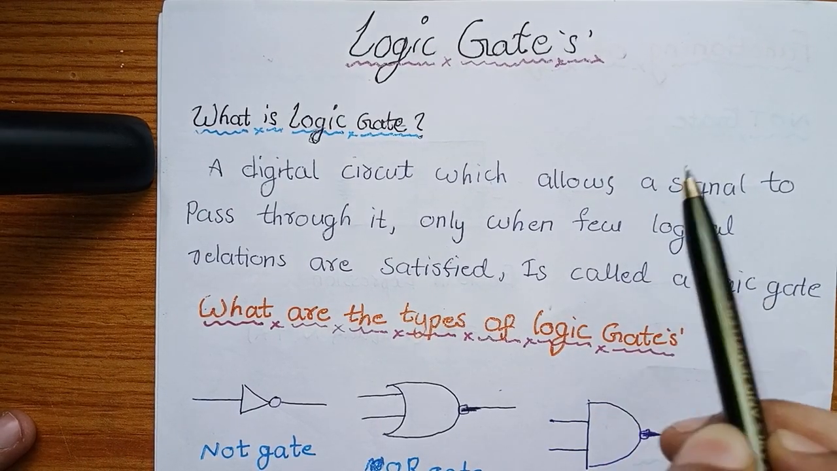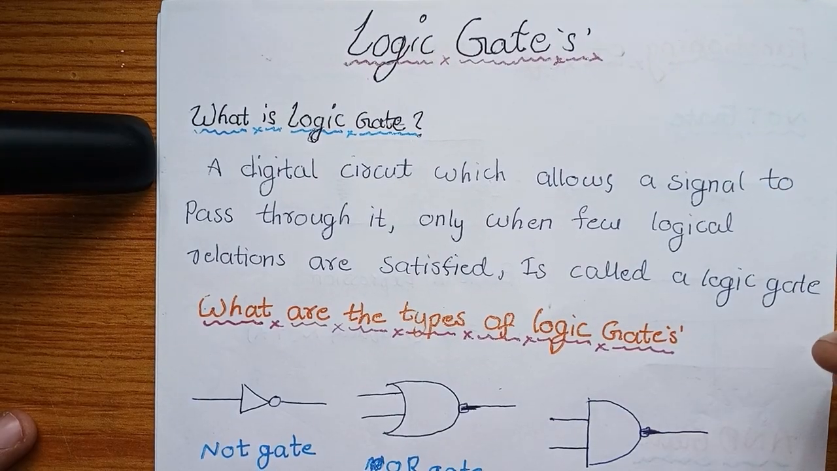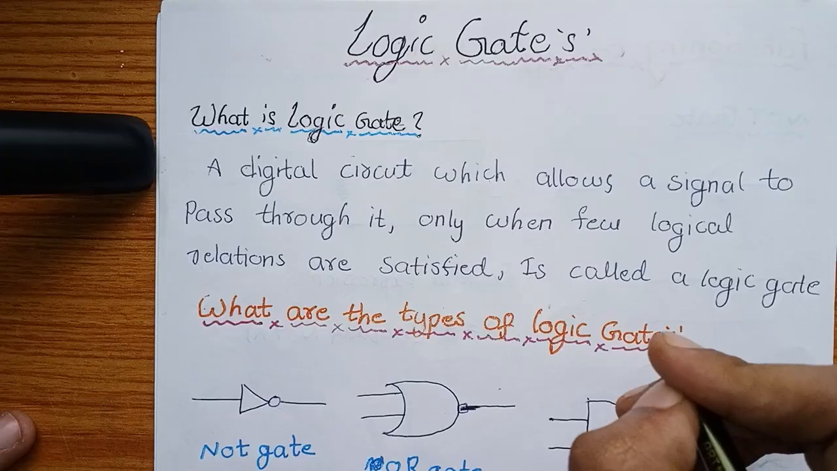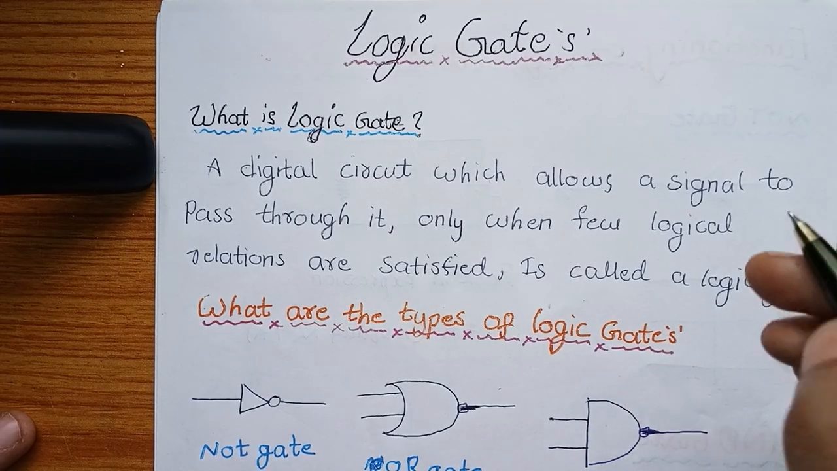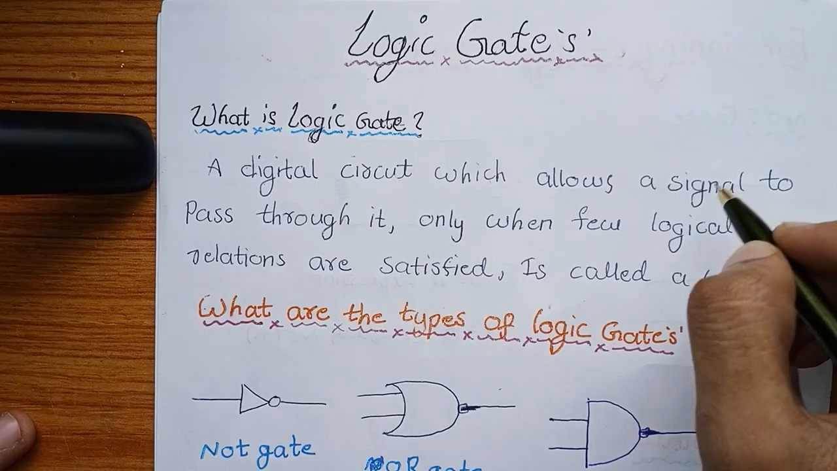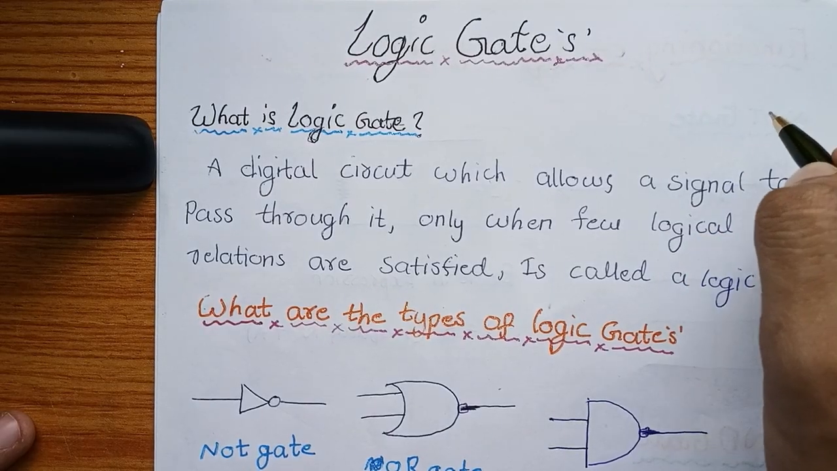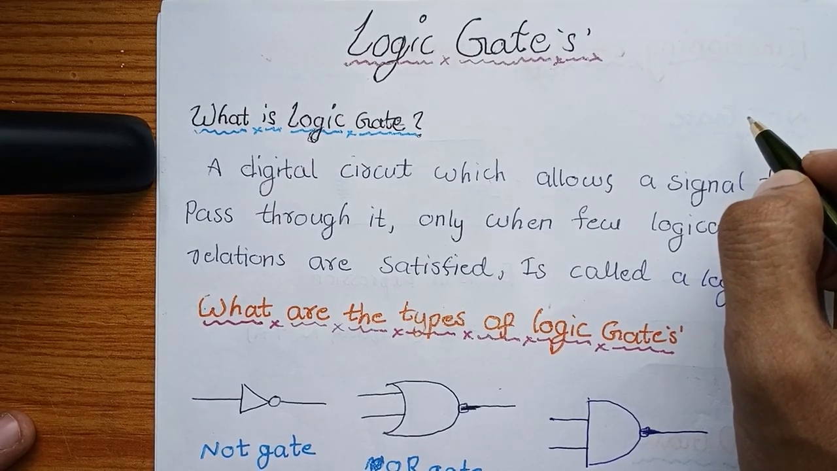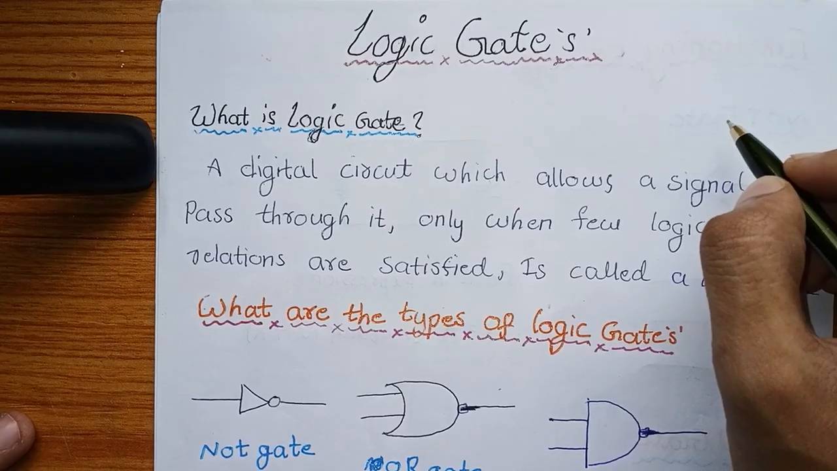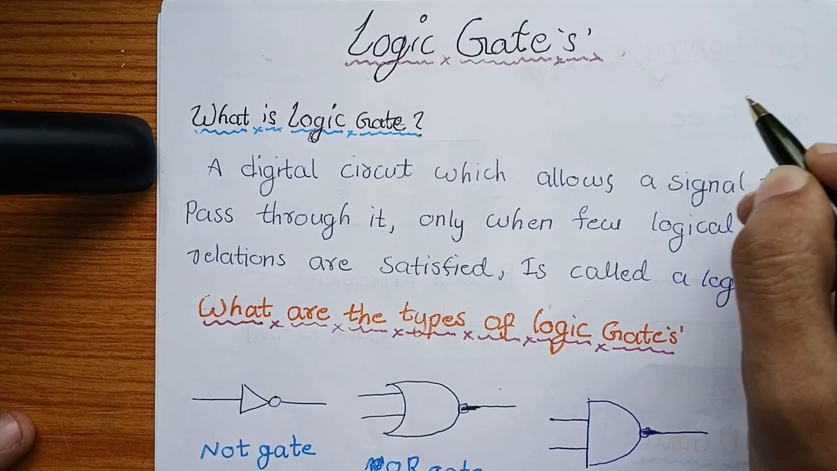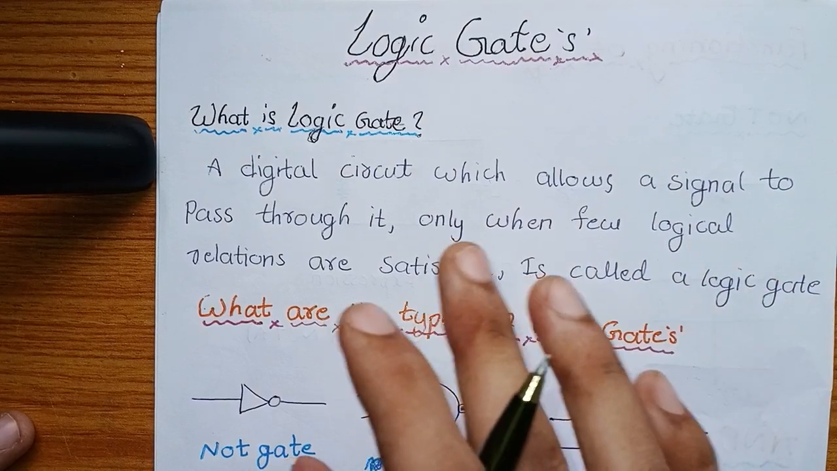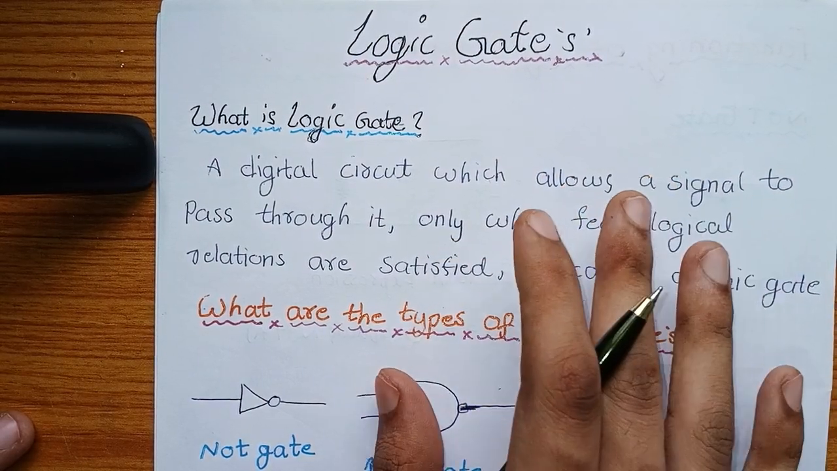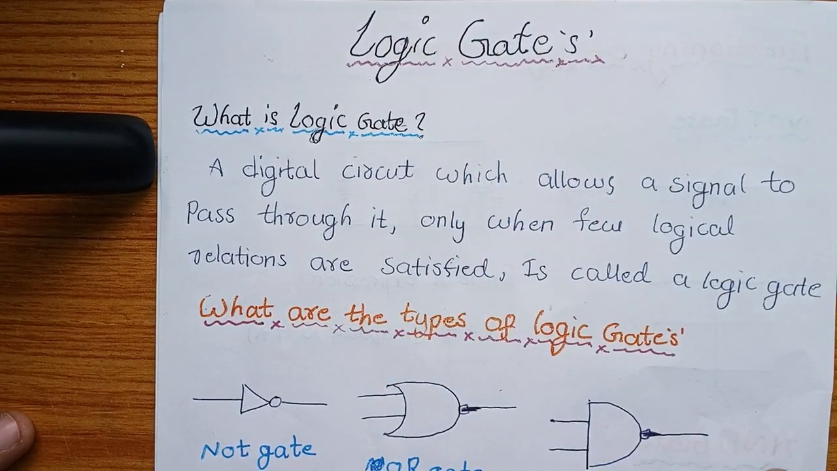Imagine that a logic gate is just a circuit. To pass through that circuit, the signal should have a specific character. That character should match the digital circuit, so that the digital circuit can allow that signal to pass through it. Okay, this is the basic information of the logic gate, nothing else.